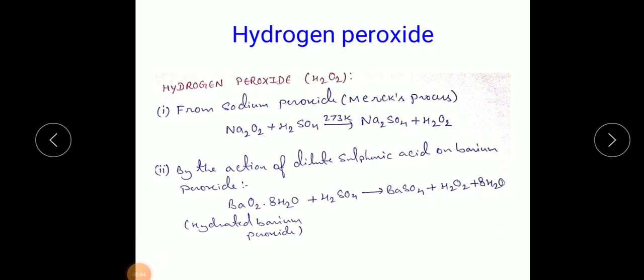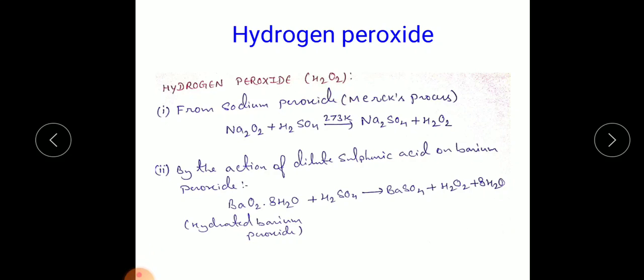Today we are going to study about the topic hydrogen peroxide. In our previous classes we studied about hard water, soft water, the types of hardness, how we can remove the hardness of water. Now today we are going to study about hydrogen peroxide, which has the molecular formula H2O2. Now we can prepare hydrogen peroxide by two methods.